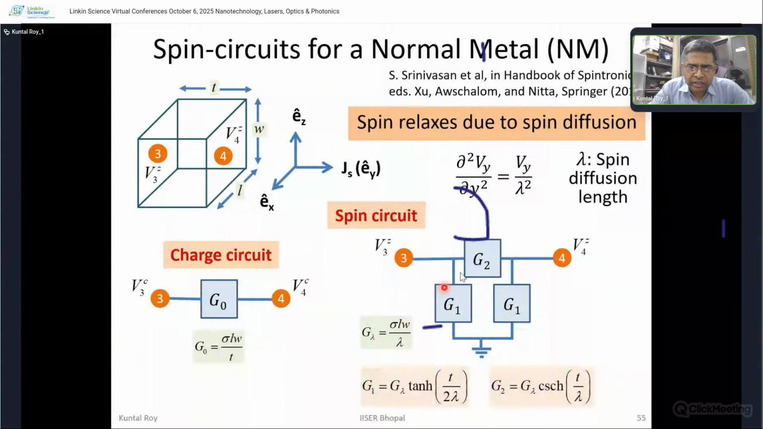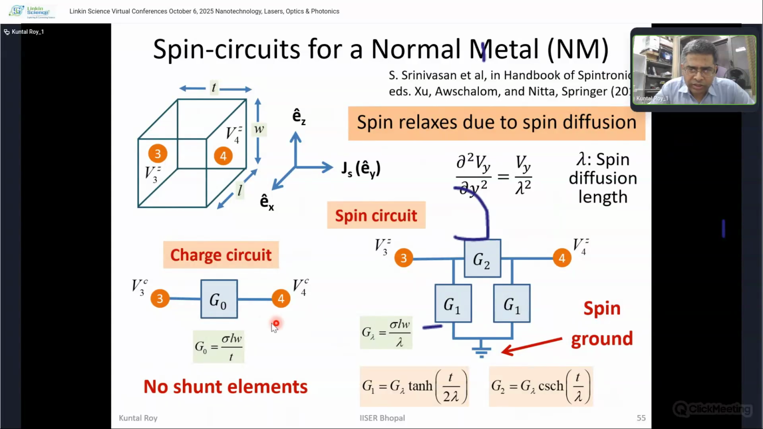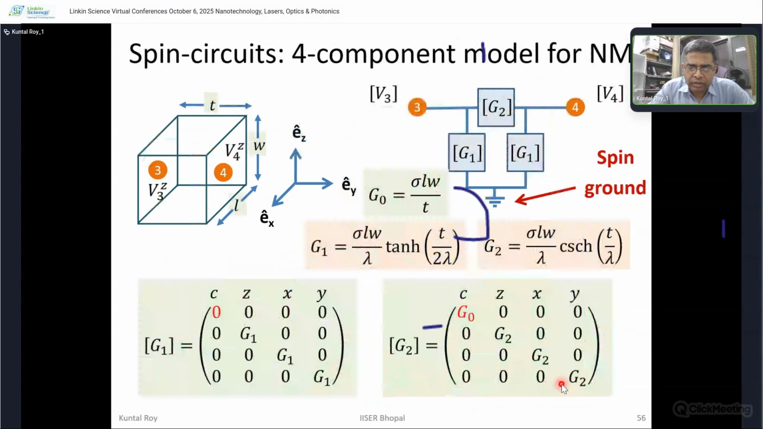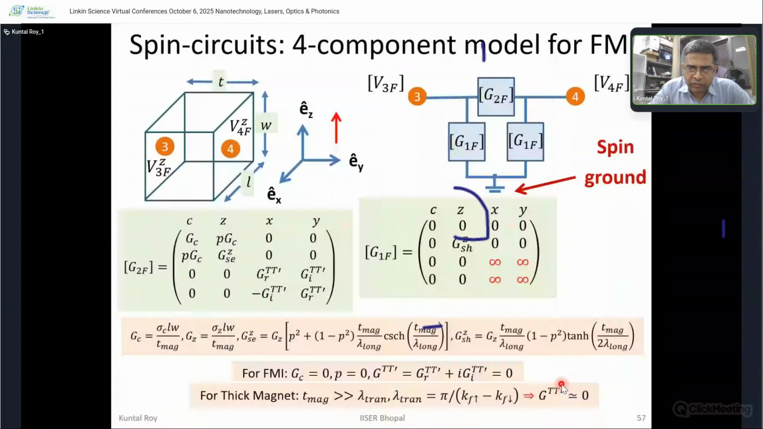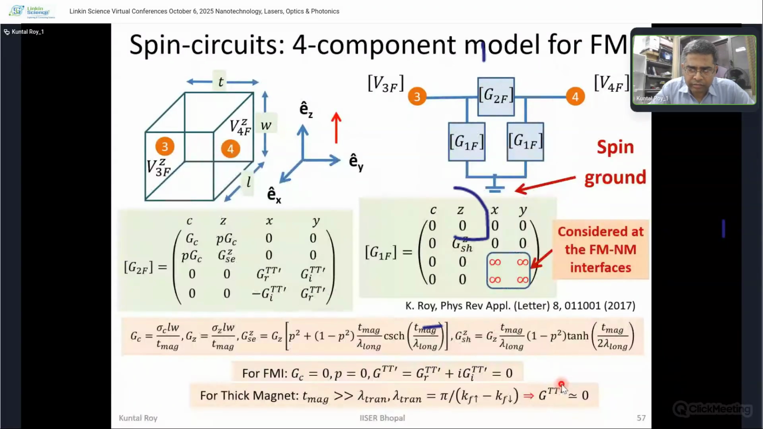For spin circuits, I just wanted to show that there is a difference between the normal charge based circuit and the spin circuit, where there is a spin ground, because spin relaxes due to spin diffusion. If there is some up spin, after traveling for some time it will become randomly oriented. That's why there is a spin ground. After solving this diffusion equation, you get a very nice equation with tanh and cosh of these conductances, G1 and G2. I am not going into all the details of this. One can formulate this for magnets, interfaces, everything.